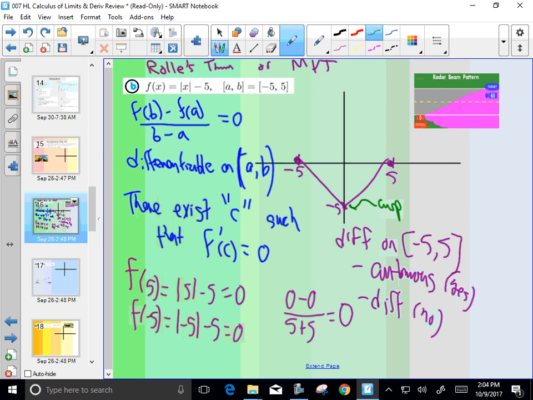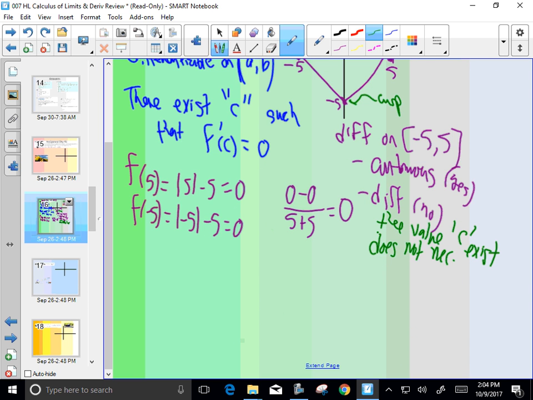Since it's not differentiable, the value C does not necessarily exist. It could, but we've proven that it doesn't have to. In this one, it doesn't.